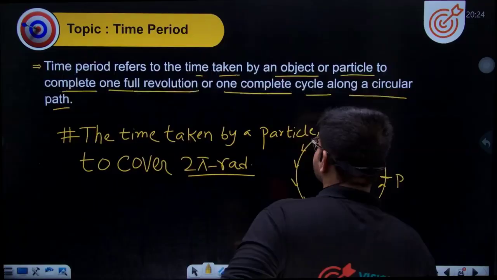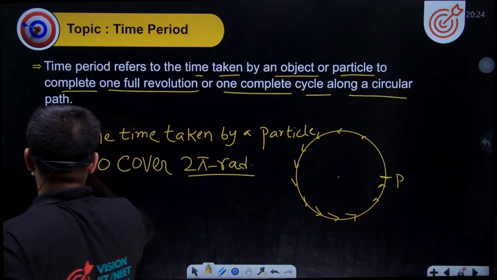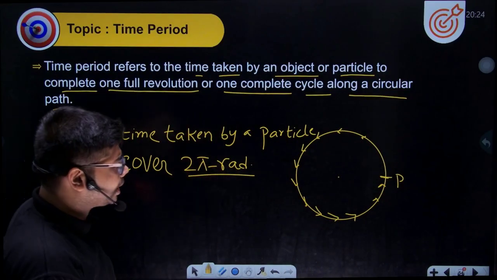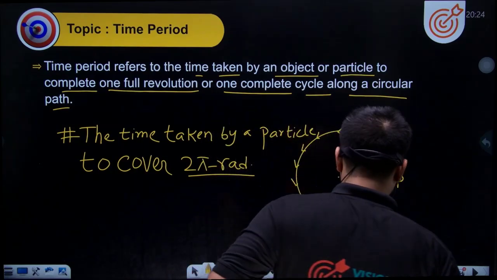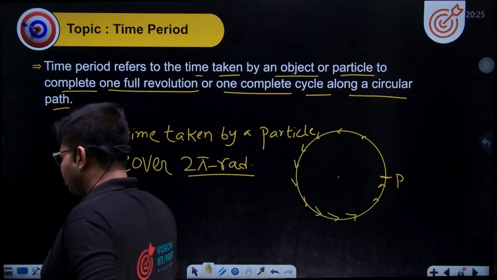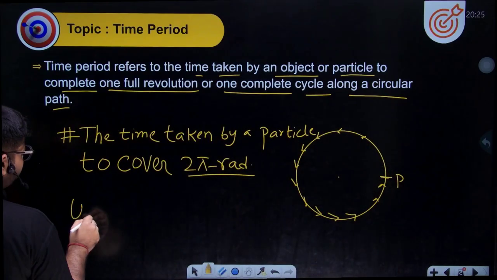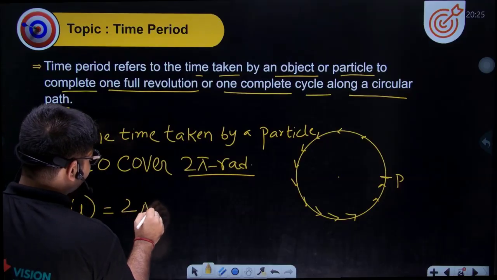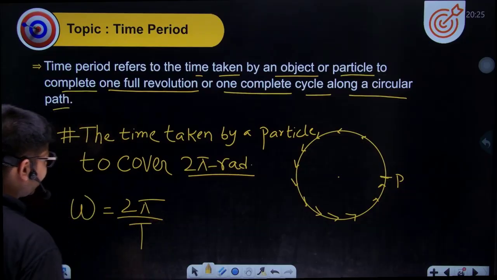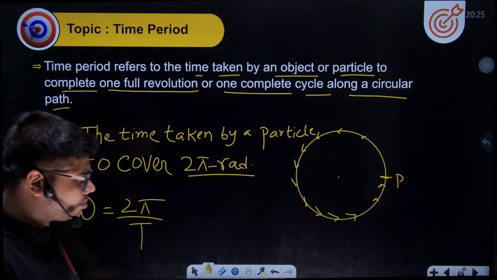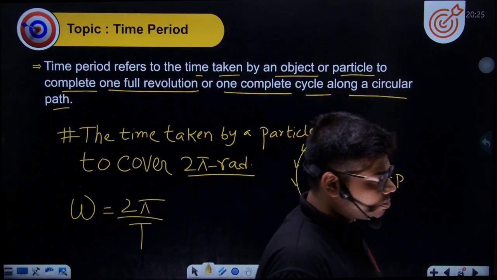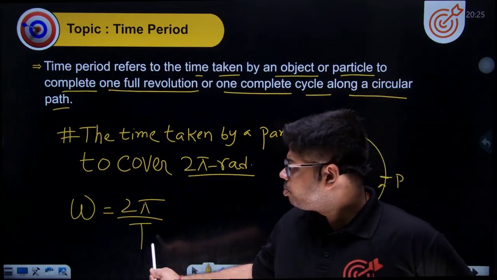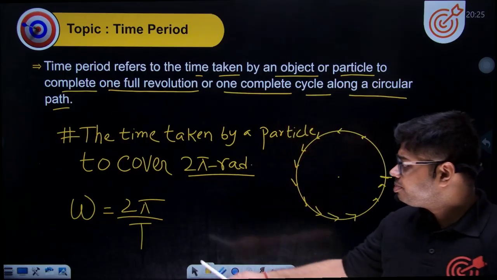Another thing which you should remember from here is that we are talking about the time period. Now what is omega? Omega is the speed. It is nothing but 2 pi by time period. Omega is the circular angular velocity. So omega is 2 pi by time period.